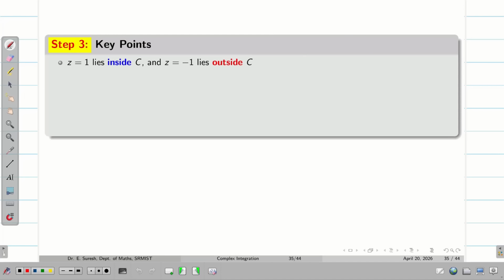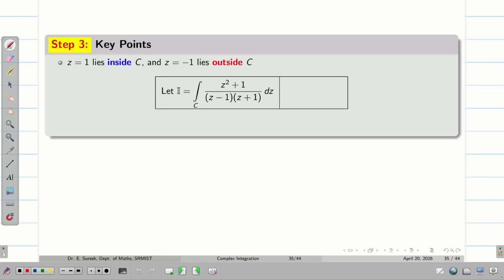First write the singular point and then as usual take the quotient as capital I. Now see the numerator, it is z square plus 1. It is a polynomial.